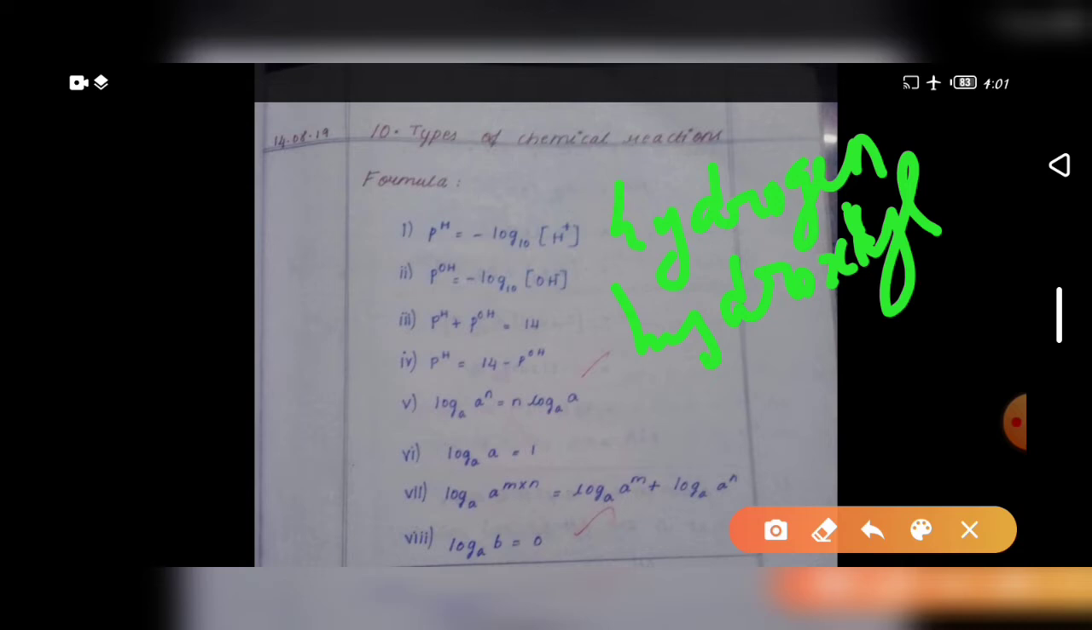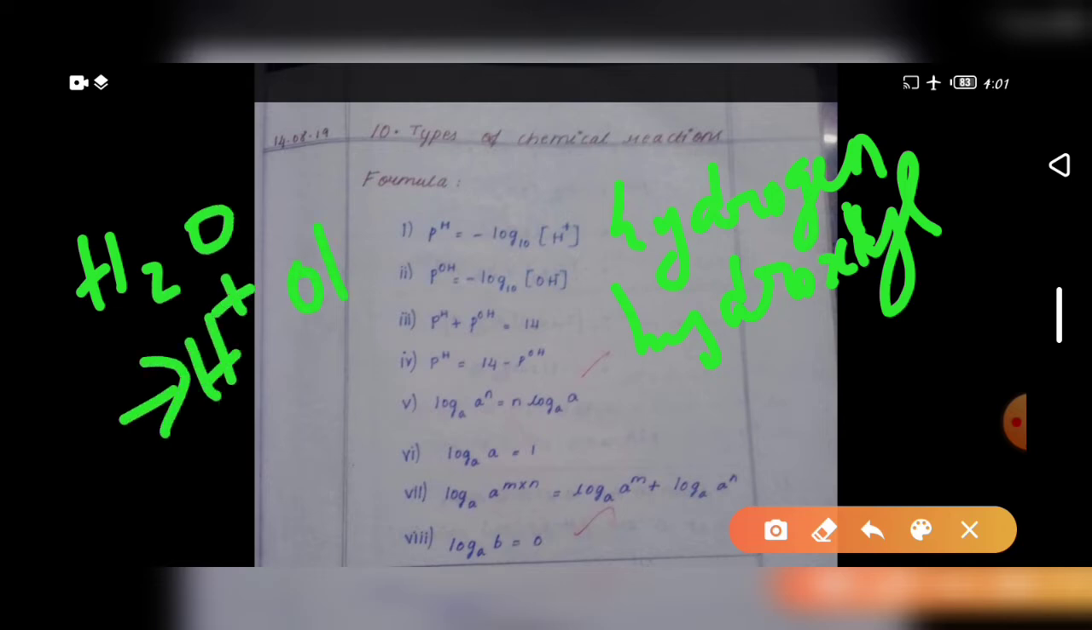Whenever you split H2O, it is converted into H plus and OH minus. From this, we have to identify the concentration of H plus and the concentration of OH minus ion. They will give the H plus ion concentration or OH minus ion concentration in the sum. From that sum, we have to identify the pH value.